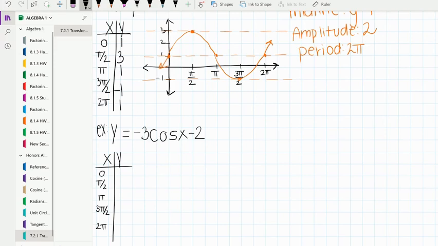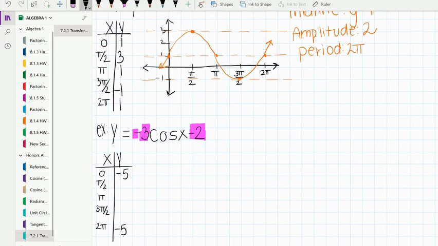So this one has an amplitude of 3. That's from here. We're moving it down 2, but we also have this negative sign which reflects it, okay? And because we're reflecting across the x-axis, that would affect all the y values. All right, so cosine also obviously has a pattern. So 0 and 2 pi have the same y values, which are 1. So you multiply by negative 3 and you get negative 3, and you subtract 2 and you get negative 5. So that's going to be the same for both of these.